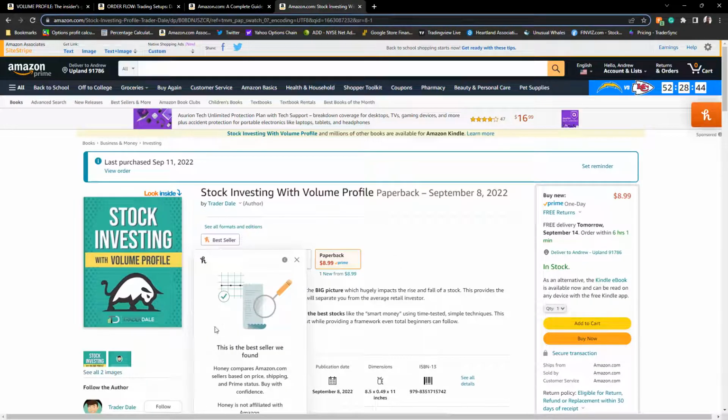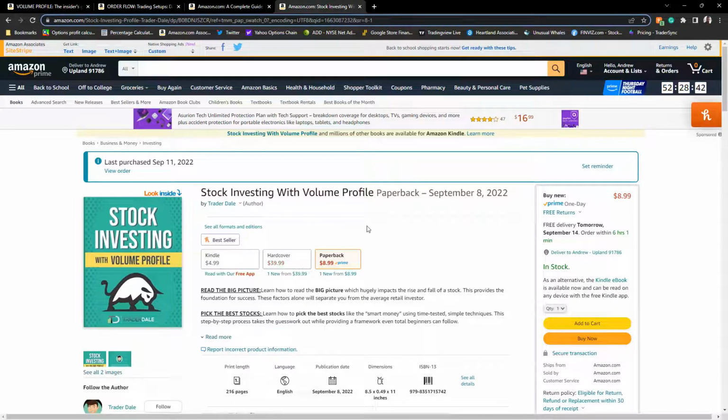This here is a new book by Trader Dale. I actually have not read this one yet. I do have the physical copy sitting right here on my desk. I will be reading this today, actually. So I don't know whether I recommend it or not, but based on Trader Dale's other two books, this is going to be a great book, I'm sure. So I'm looking forward to reading this today.